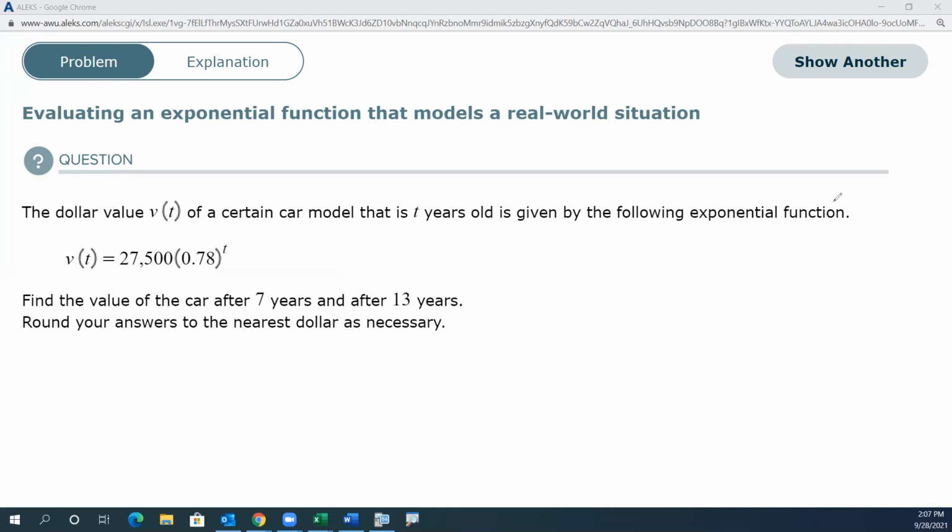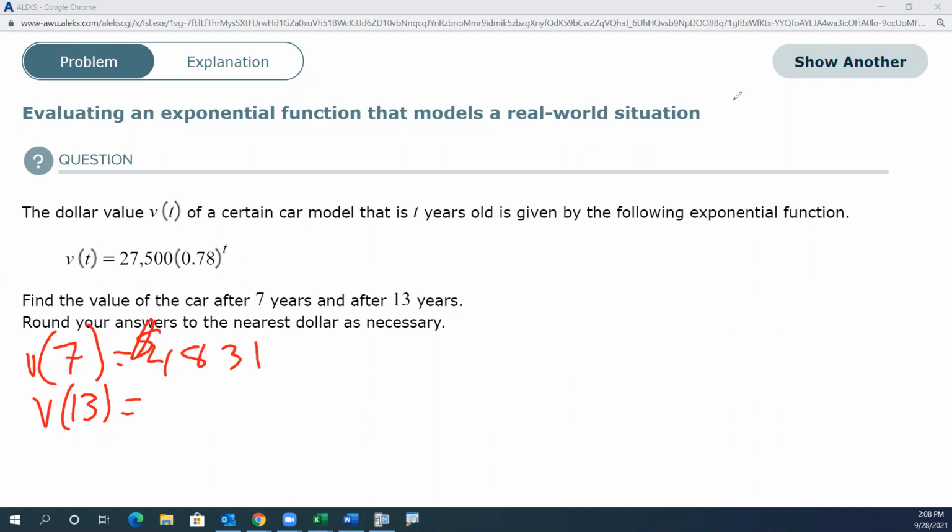Find the value of the car after 7 years and after 13 years. So all we're doing is V of 7 and V of 13. Upon evaluating that, after 7 years, the car is down to only $4,831 approximately in value. Wow, that's a lot of value that went out the window.